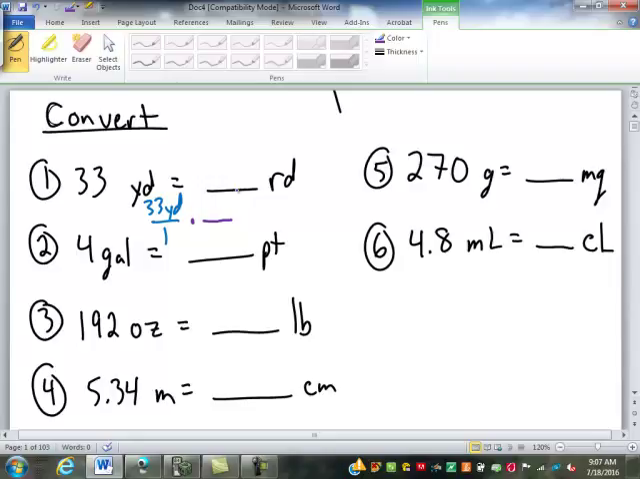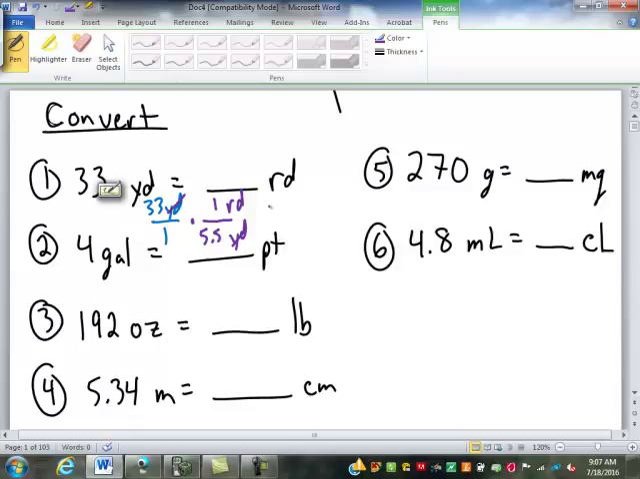Well, whatever unit we're getting rid of has to cross cancel. So it has to be yards down here, so it'll cross cancel with the yards. So this is going to have to be rods. Now that we know what units go where, then we can look for the relationship between those units. And the relationship between them would be 1 rod is 5.5 yards.